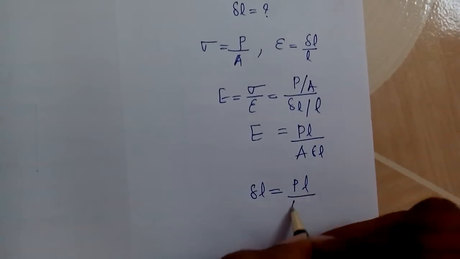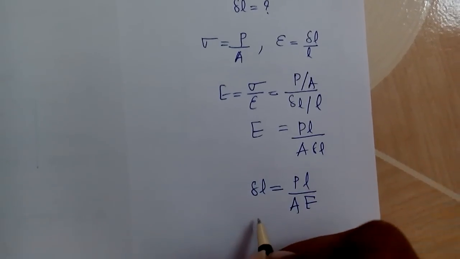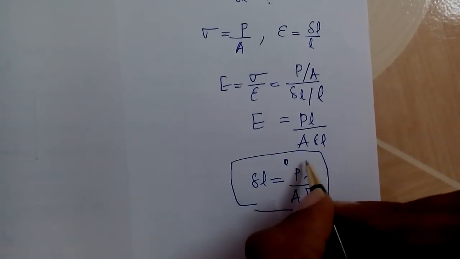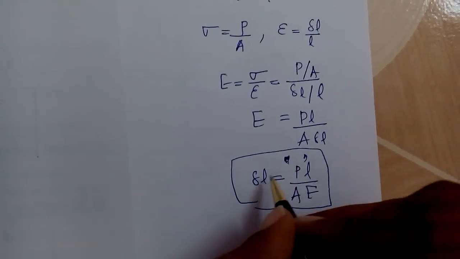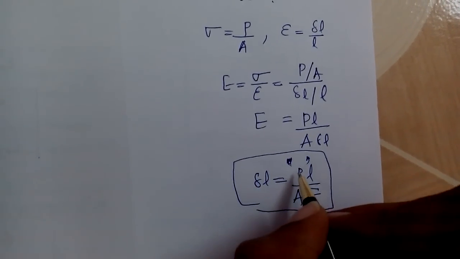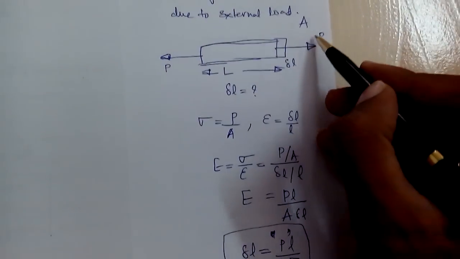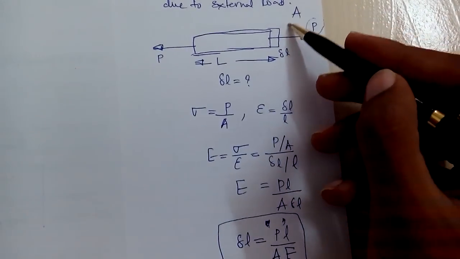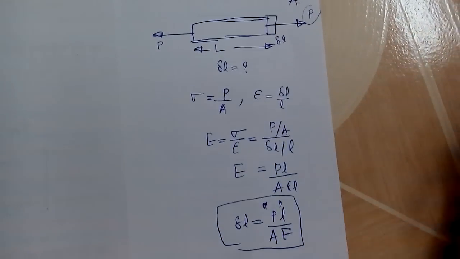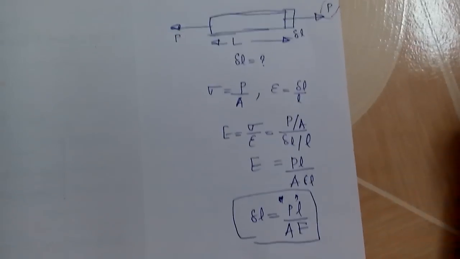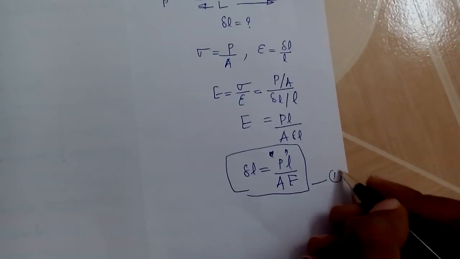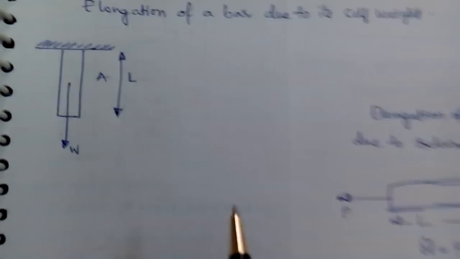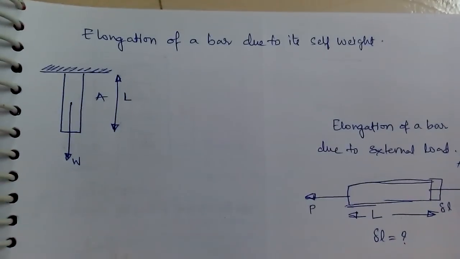So the final equation we get is delta L equals PL by AE, where delta L is the deformation for the applied external load P, for the length L, A is the cross-sectional area, and E is the Young's modulus of the material. Remember this equation, which we will be using for deriving the case of self-weight.